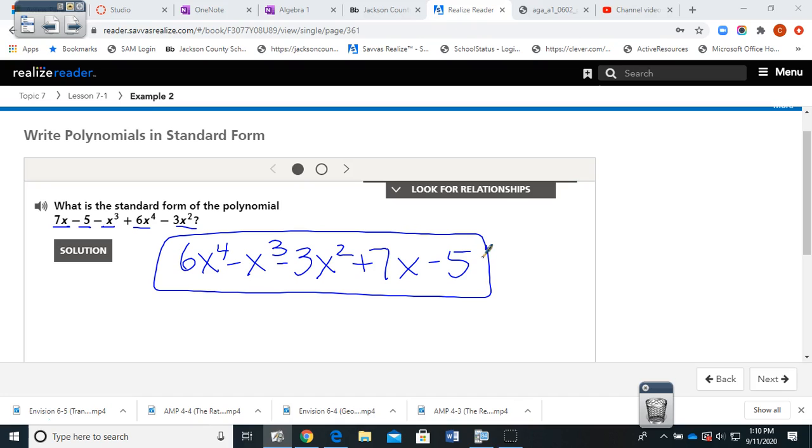Correct. You put them in greatest exponent to smallest exponent. Not coefficients. Coefficients have nothing to do with it. It's always biggest exponent down to the smallest. We're not worried about the coefficients. It's all about exponents. 4, 3, 2, 1. That one has an exponent of 0, because remember, it's x to the 0, which makes it go away because it's just 1.